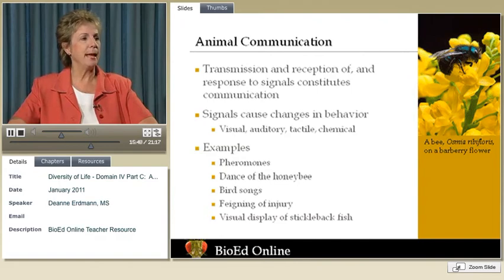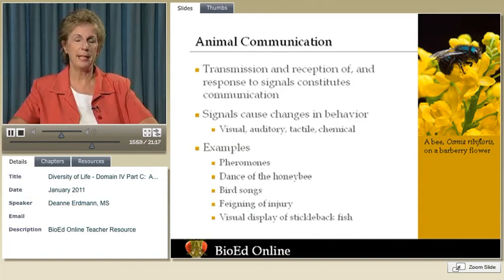Transmission and reception of and response to signals is what we call communication. And these signals cause changes in behavior, and they could be visual, they could be auditory, they could be tactile, they could be even chemical. So let's look at a few of these examples.